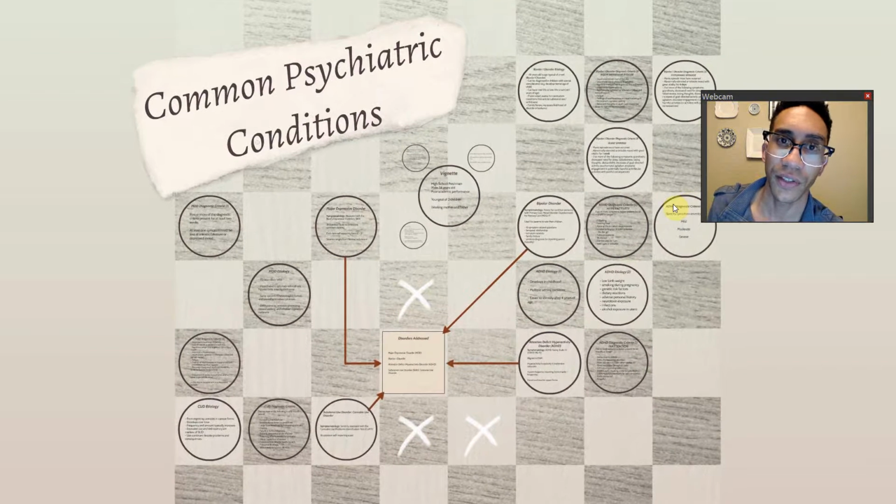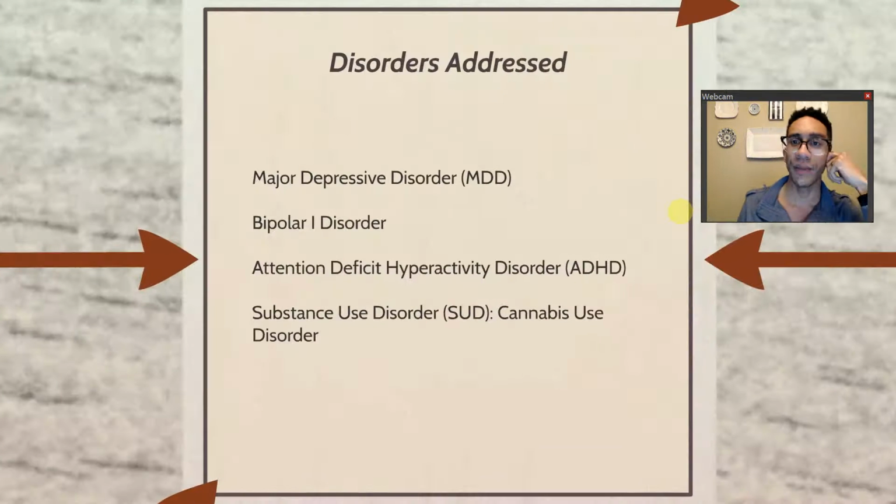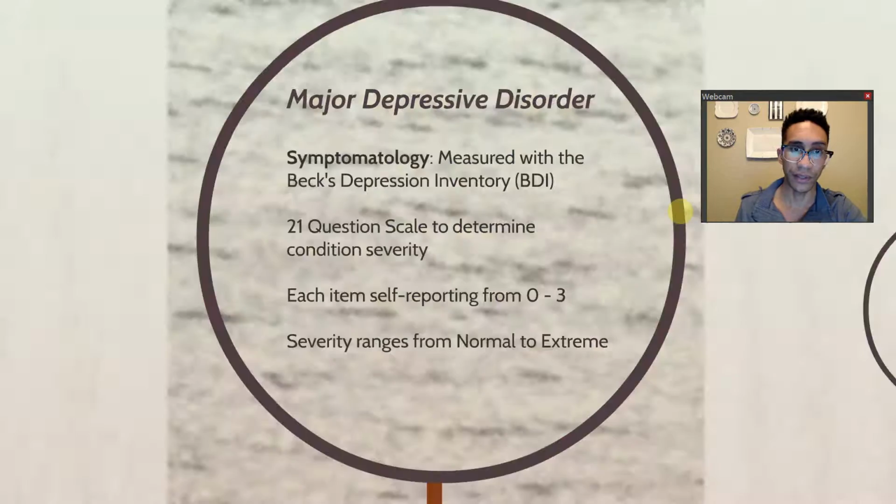Okay, so to start off, as requested, I have common psychiatric conditions that I'm going to be talking about. First we're going to start with major depressive disorder, then bipolar type 1 disorder, attention deficit hyperactivity disorder, ADHD, and substance use disorder, and I've chosen to focus on cannabis use disorder so I could get specifically the diagnostic criteria from the DSM as you requested.